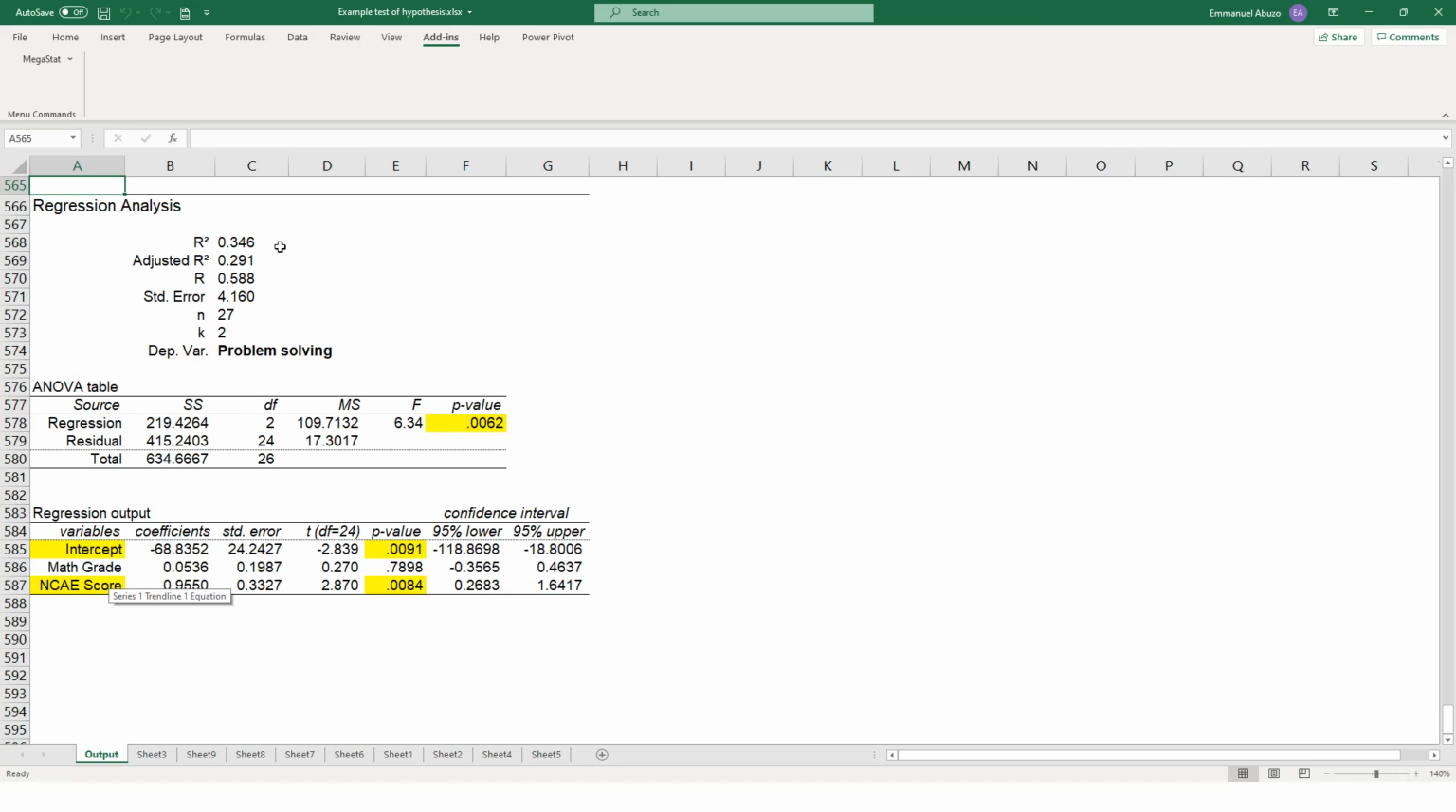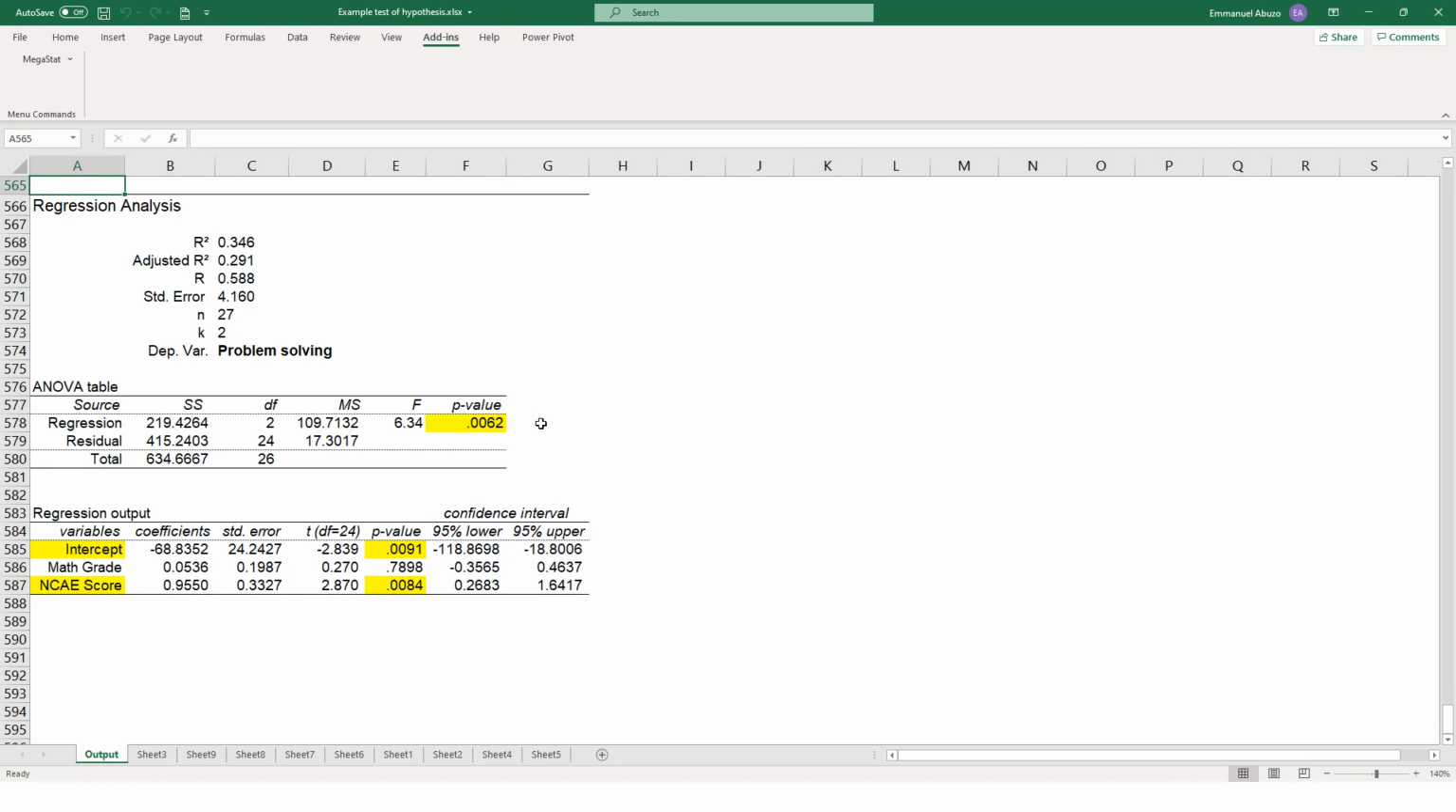34.6% of the data is being explained by the model. As we can see here, the p-value is 0.0062, which is significant at 0.05. Therefore, there is now a significant relationship between the independent variables and dependent variable. In relation to our null hypothesis, we have to reject the null hypothesis. So there is a significant relationship between the independent variables and the dependent variable.